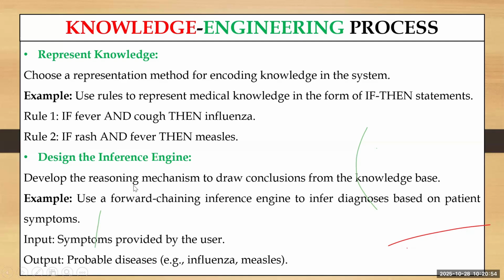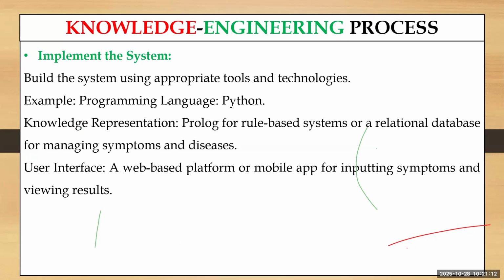In this way, depending upon our application, we need to design our inference engine. Sometimes we need to take backward chaining. Sometimes we need to go for unification. Sometimes we need to go for resolution. So our fourth step is we need to design our inference engine.